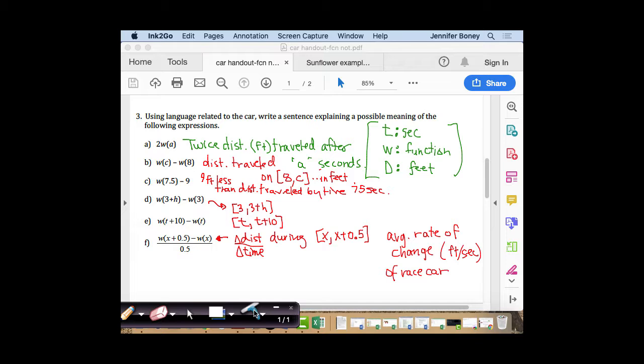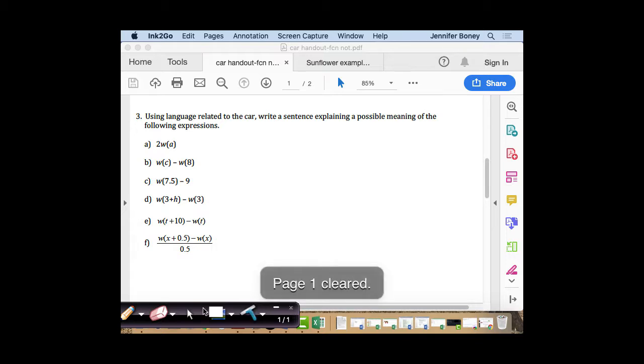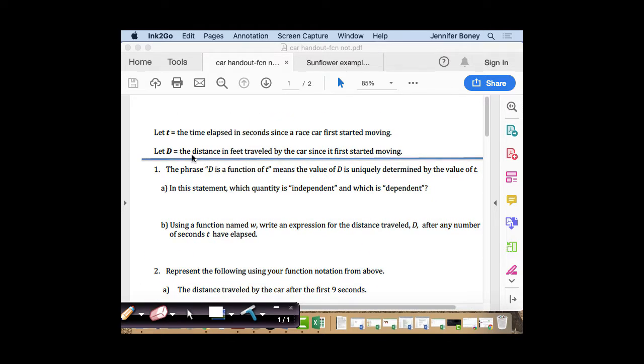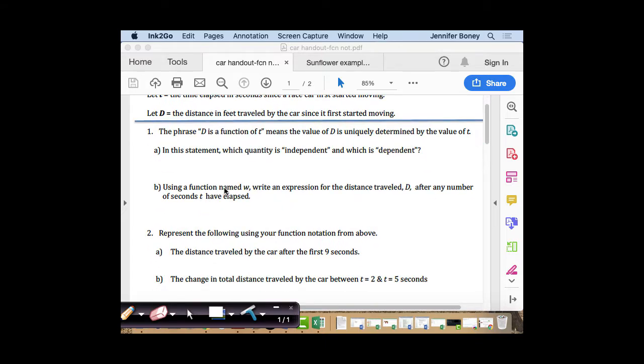Yeah? How do you know, like, since the very beginning that W means this? Oh, so at the very top, let me scroll back up there. So D was the distance in feet traveled by the car, T was the time elapsed, and it said use a function named W to write an expression, so the function W is what relates D and T. So W isn't distance, W is the relationship between time and distance. So if you say W of something, that's that dependent variable, or that's the distance component.